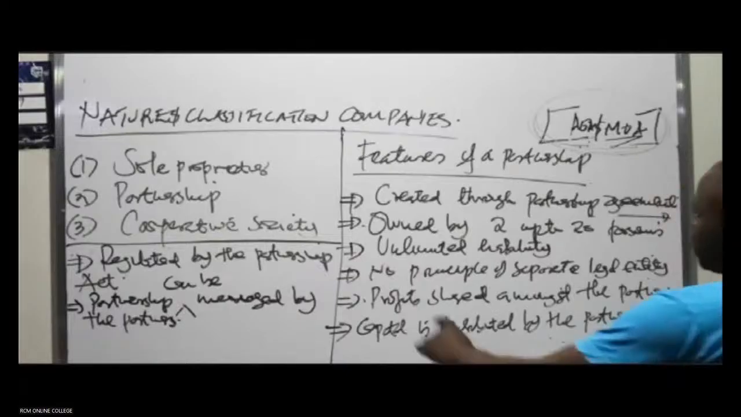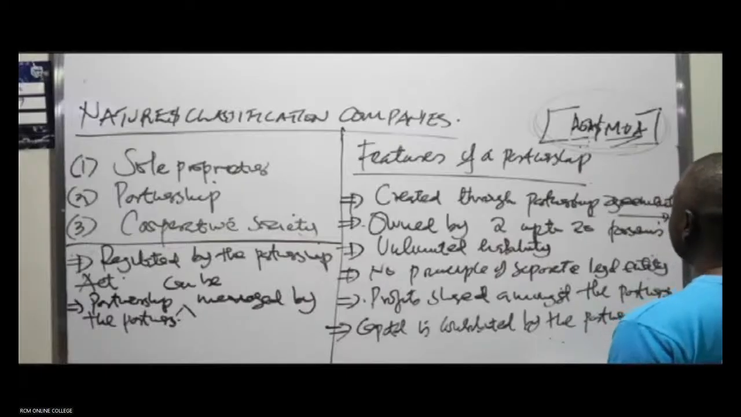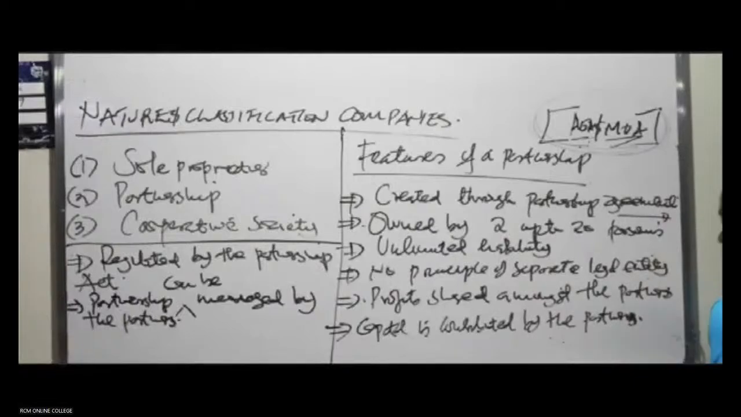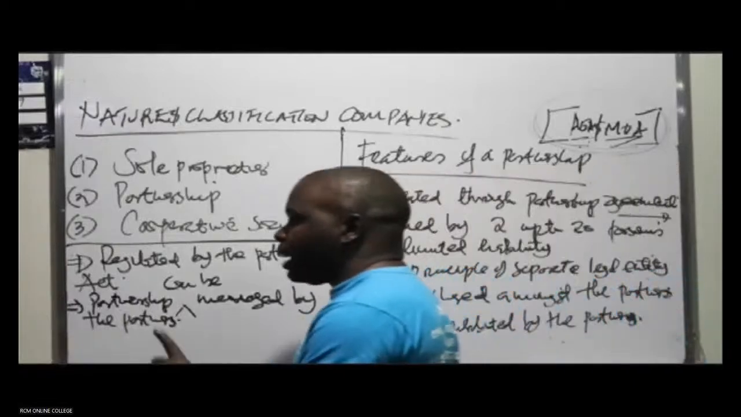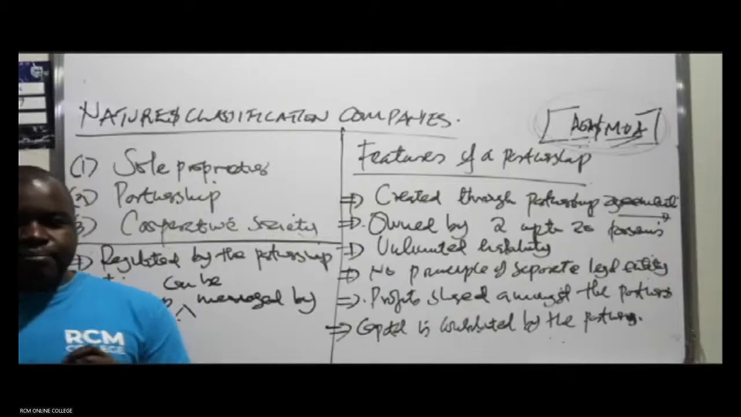When you look at this one, Zipporah, are you seeing a difference? It is quite obviously there. A partnership is owned by 2 up to 20 persons. What about a company? If it's a private company, 1 up to 50. If it's a public company, a minimum of 2, and there's no set maximum limit.